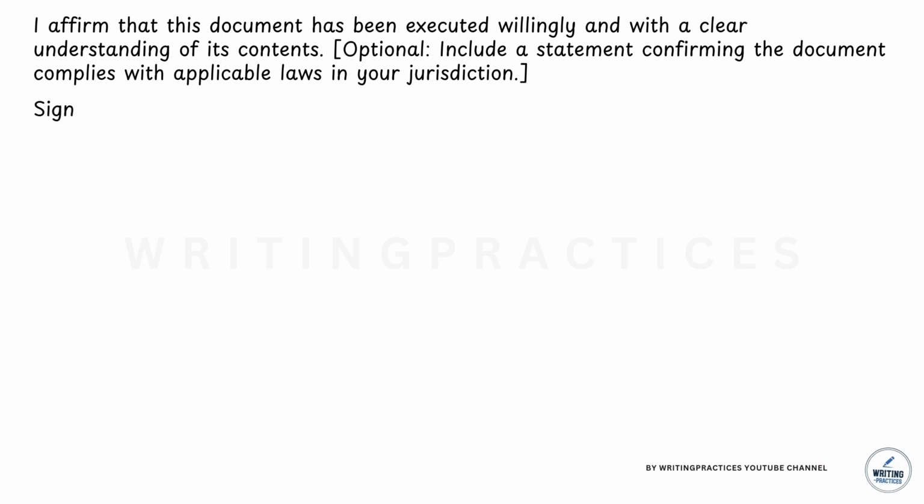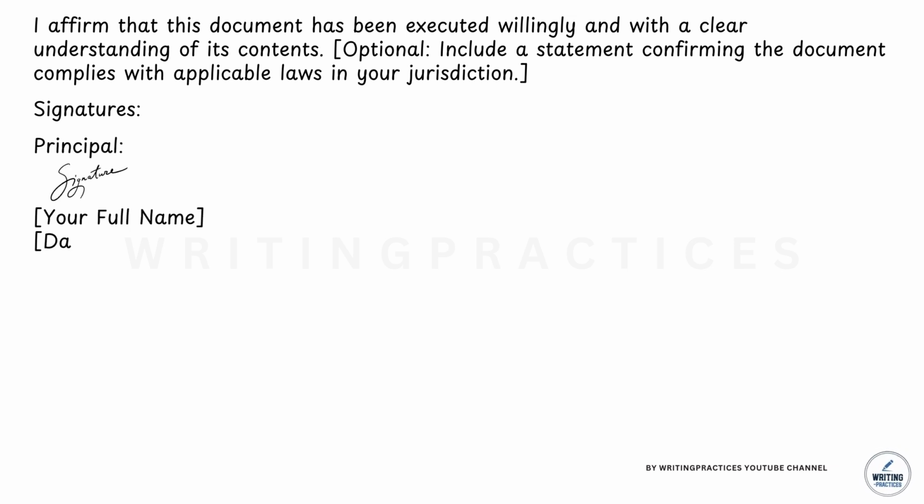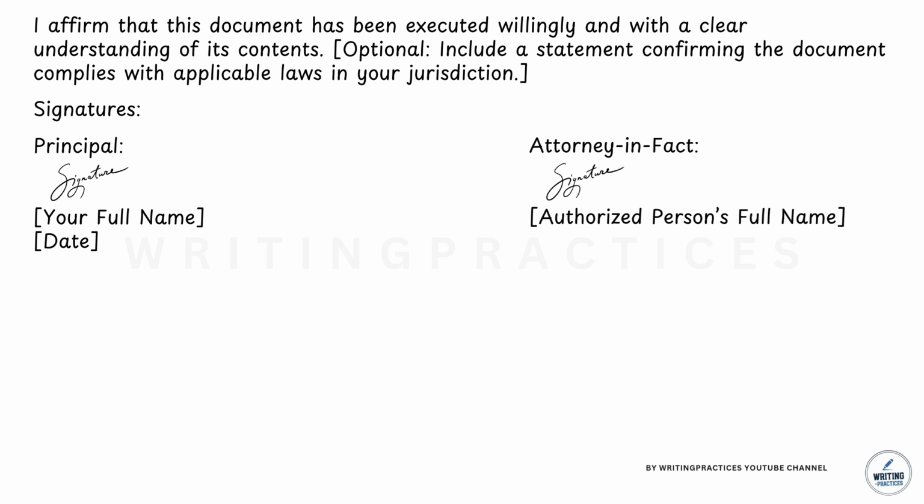Signatures, formalizing the document. Signatures validate the POA and confirm the agreement of all parties. Example, principal, your full name, signature, date, attorney in fact, authorized person's full name, signature, date. Principal signature confirms your intent to grant authority. Attorney-in-fact signature acknowledges their acceptance of responsibility.